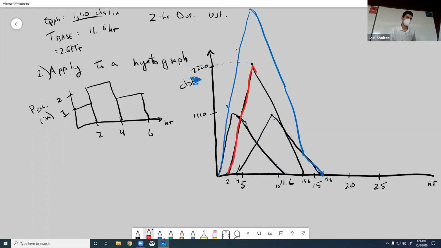So I scaled that hydrograph, right? This is ×2, and it started 2 hours later. And then this one's just ×1, and it started 4 hours later.